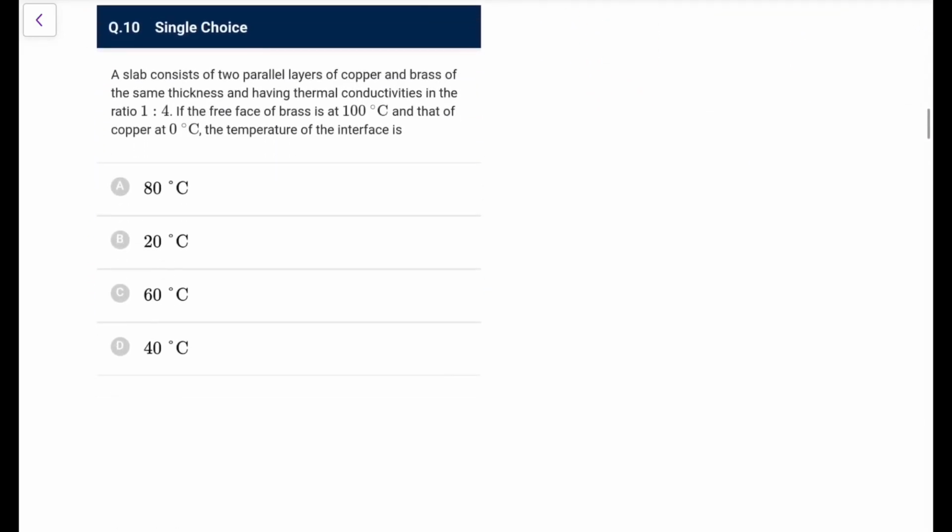Next one. A slab of two parallel layers of copper and brass is given, of the same thickness, having thermal conductivity in the ratio 1:4. So if this is copper, this is given K, and this is brass, given as 4K, I can conversely say if this is R, this is 4R. Free face of brass is at 100 and this is at 0.